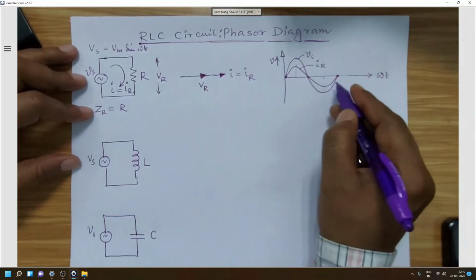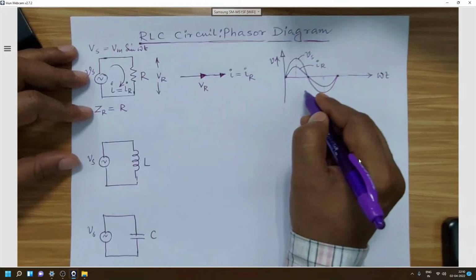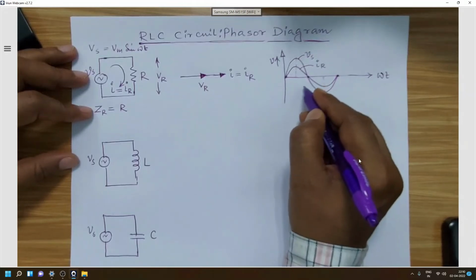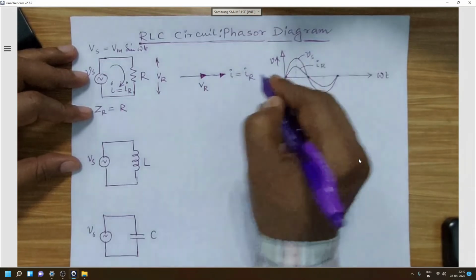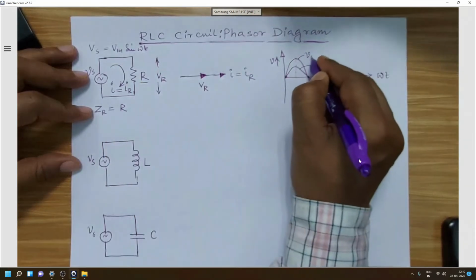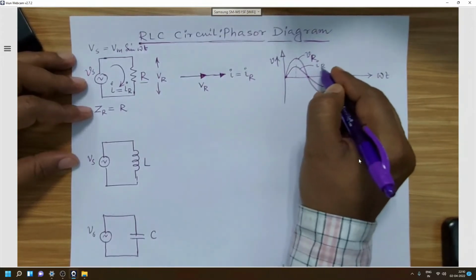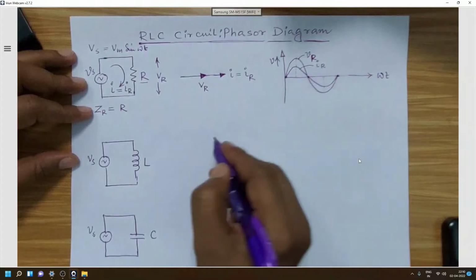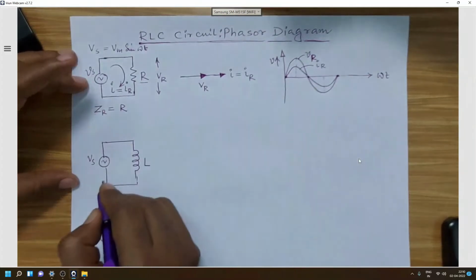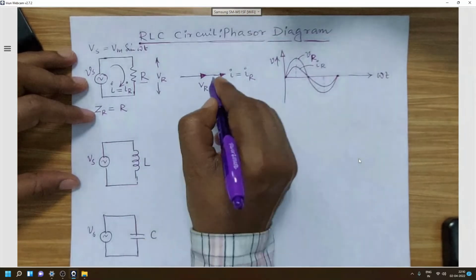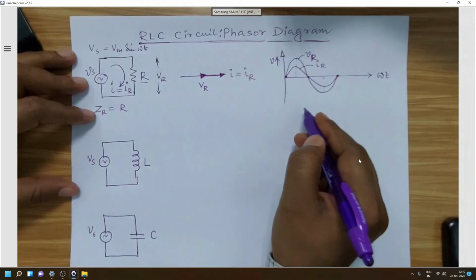So this is about the time diagram, or waveform diagram, of the voltage drop across the R. So this will be VR, and this is the IR, so voltage and current. Now here we can see that the resistive circuit doesn't make any phase displacement between the current and voltage.